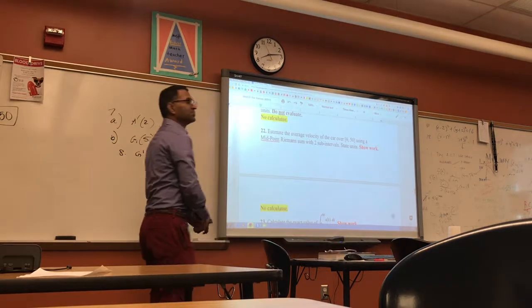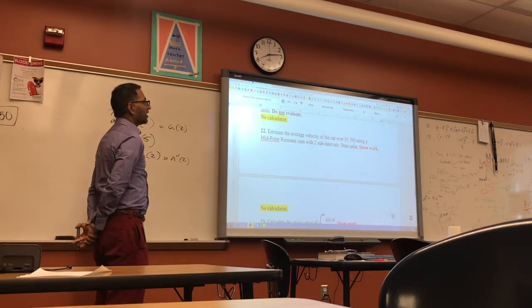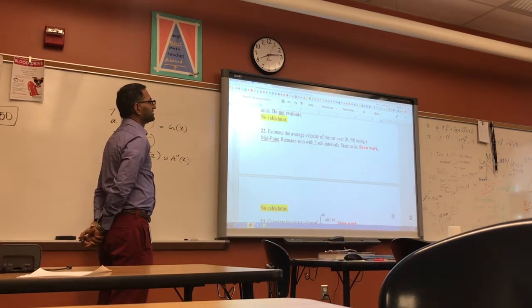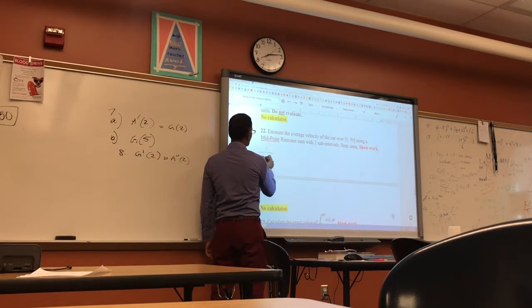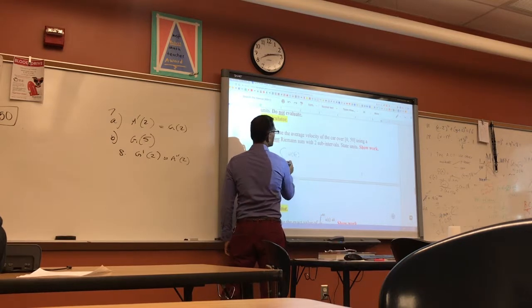Okay, question 22, pay attention. It says, estimate the average velocity from 0 to 50 using a midpoint Riemann sum. So what am I writing? Thank you. 1 over 50 minus 0. It's the average, the integral of the velocity function, 0 to 50.